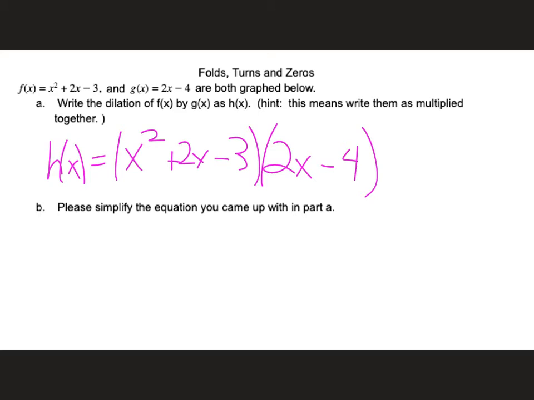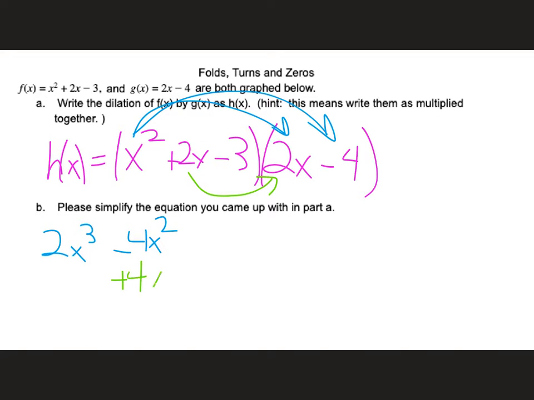First way is just by distribution. So x squared times 2x is 2x cubed. X squared times negative 4 is negative 4x squared. And then I've got 2x times 2x, which is 4x squared. 2x times negative 4 is negative 8x. 3 times 2x is negative 6x.